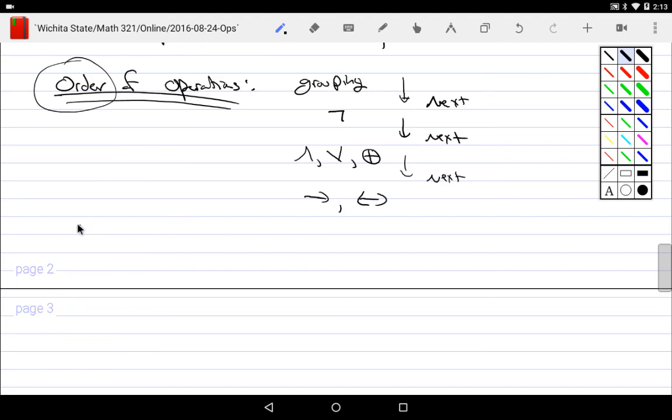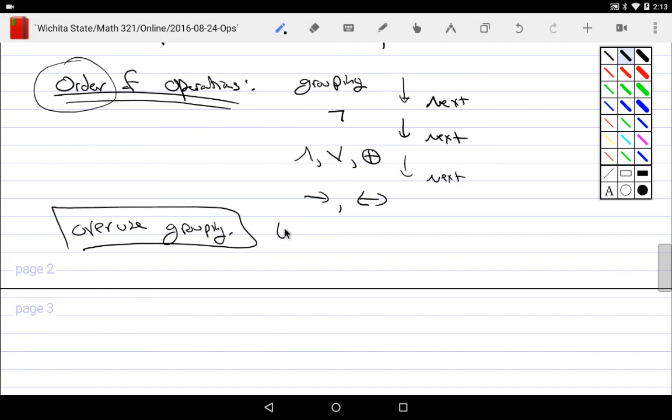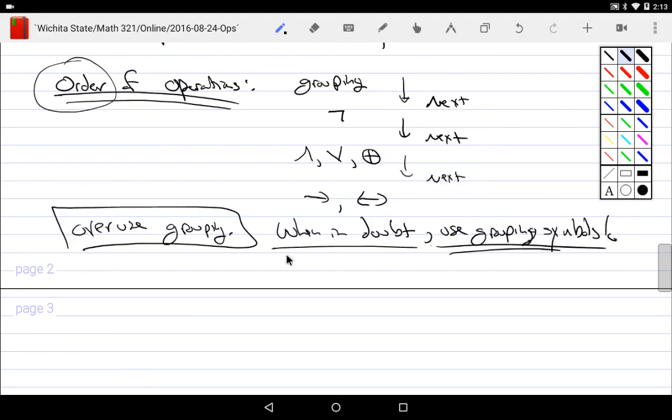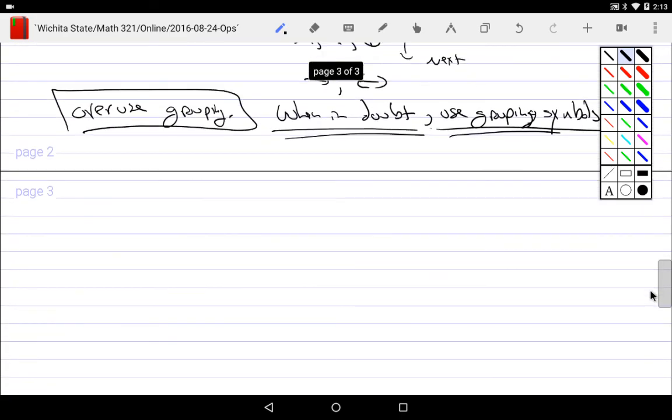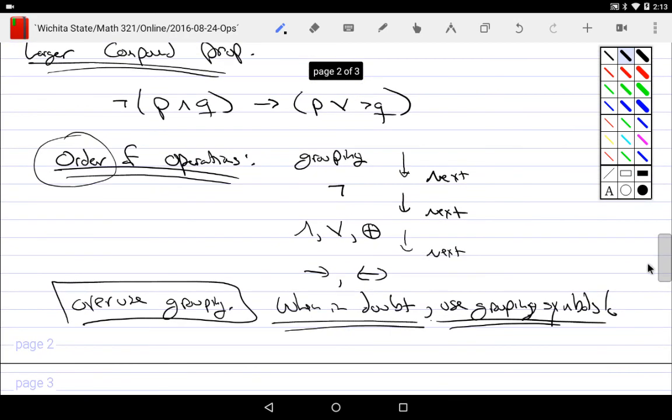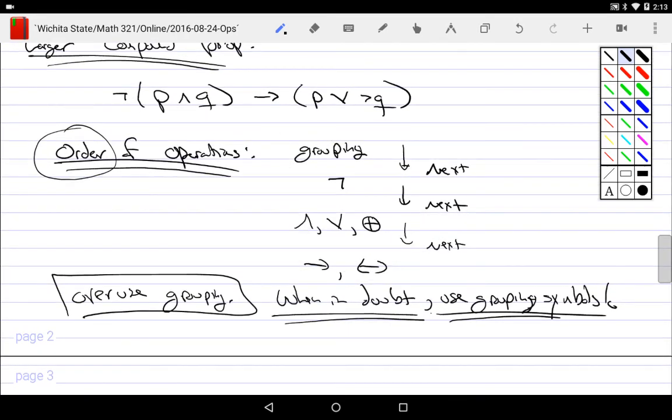Normally what you would do is overuse grouping. In other words, when in doubt, use grouping symbols. That's how we go through the order of operations. And next, what we'll do is we'll actually make some truth tables involving these things and build them out.